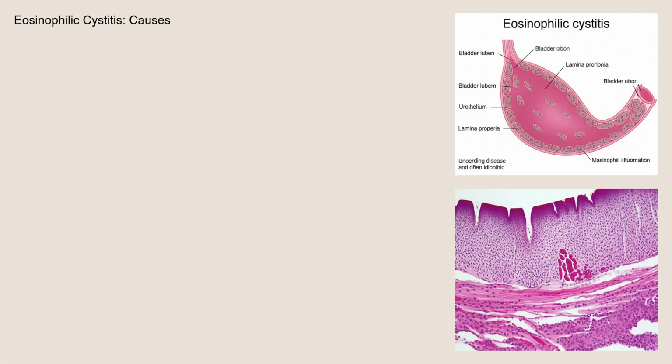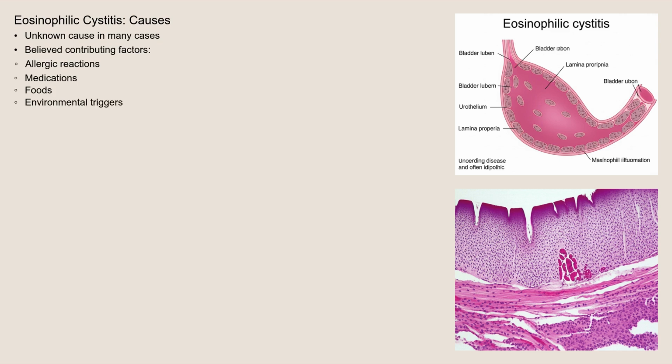The precise cause of eosinophilic cystitis, or EC, remains elusive in many cases. However, several factors are believed to play a significant role in its development. These include allergic reactions to medications, foods, or environmental triggers. Certain infections, both bacterial and parasitic, have also been implicated. Additionally, some cases are associated with underlying systemic diseases or bladder trauma. In some instances, no identifiable cause is found, which is then classified as idiopathic EC.